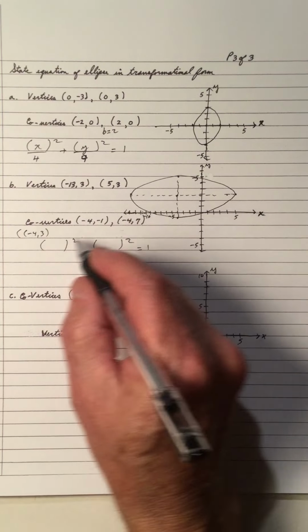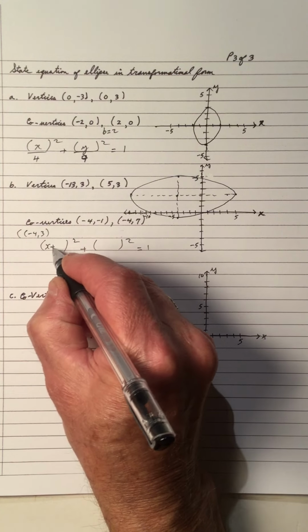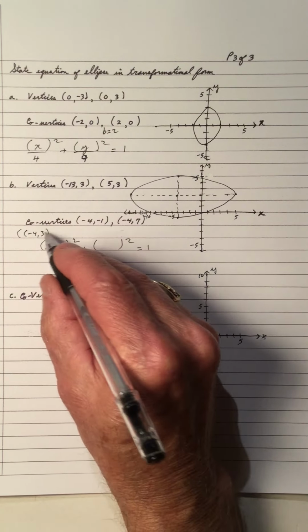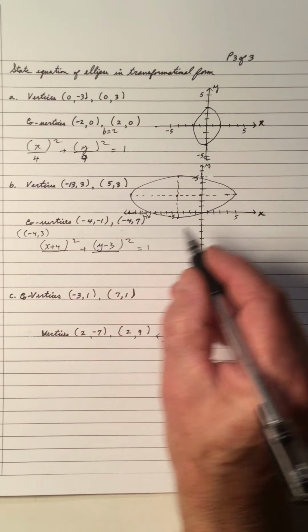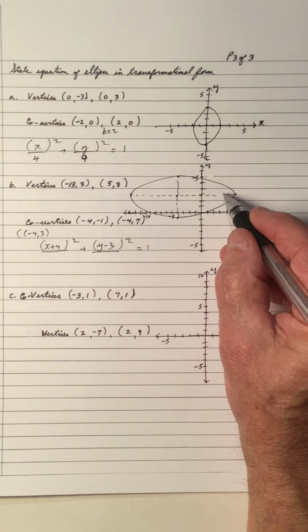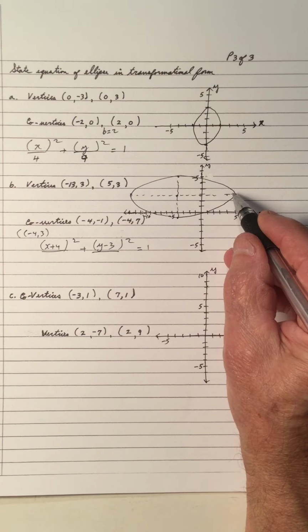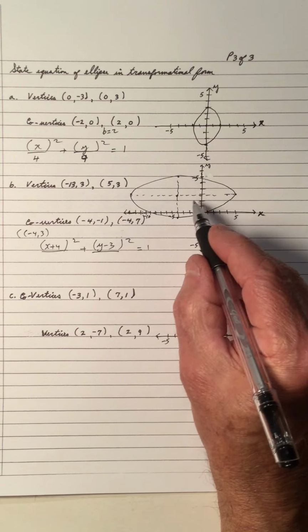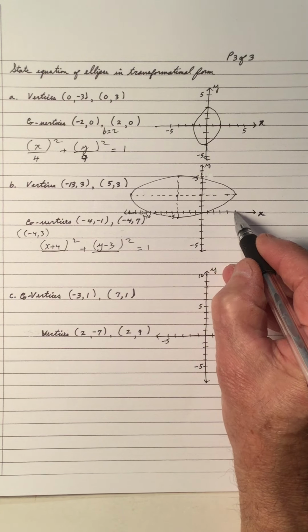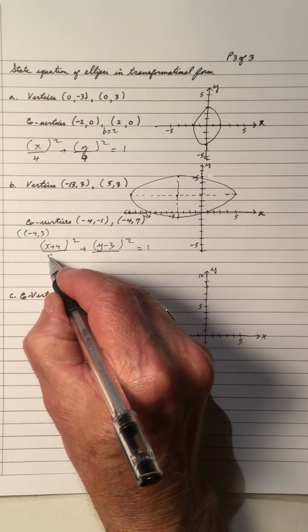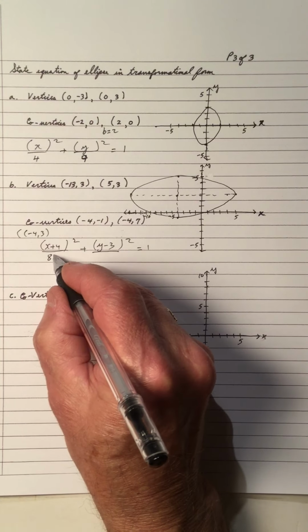So the center is, that's negative 4, so this is an x plus 4. And this is the 3, so it's y minus 3. And we do the horizontal stretch. The horizontal stretch, as you can see, is, you mark it out, that's a 4, 5, 6, 7, 8, 9. So that's it, 81, because it's 9 squared.